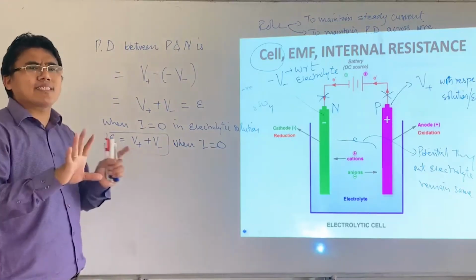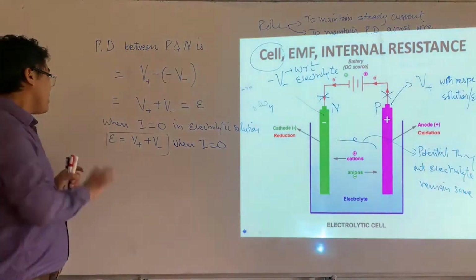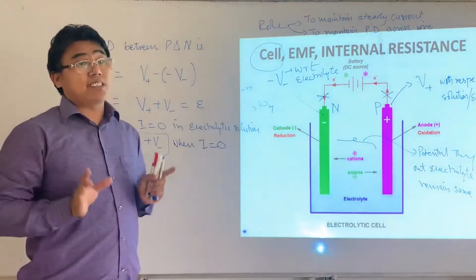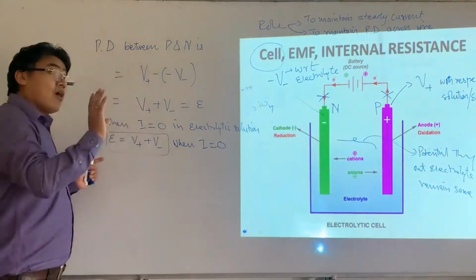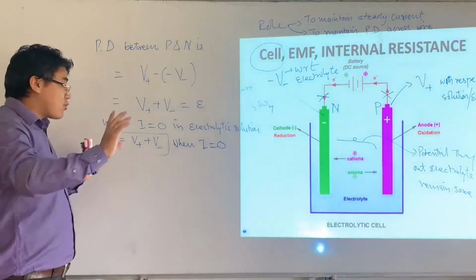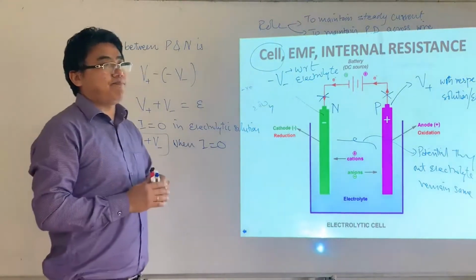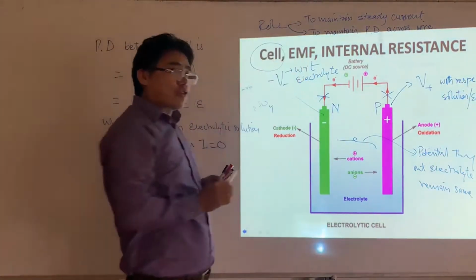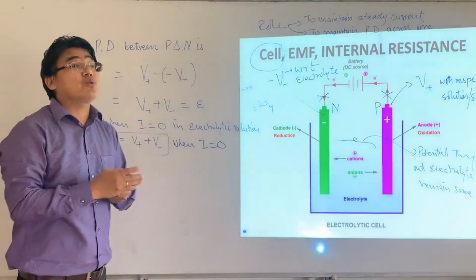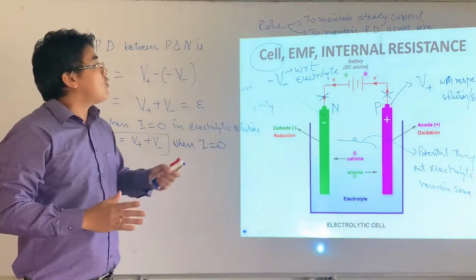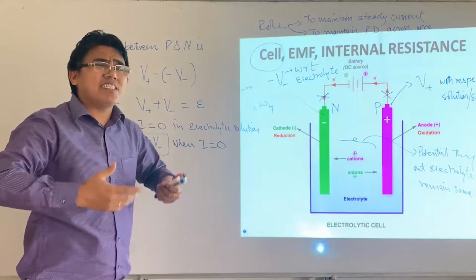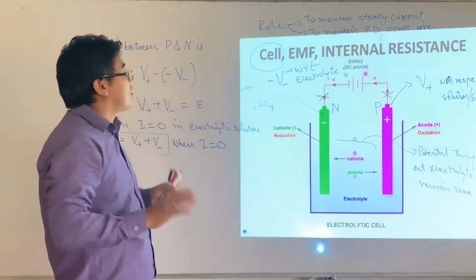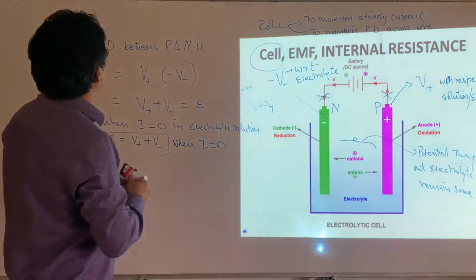Three conditions, all one and the same, right? So I just say EMF is a potential difference. EMF is nothing but potential difference between two electrodes when there is no current. And EMF refers to electromotive force. So when I say electromotive force, it sounds like a force. EMF is not a force. EMF is what? Potential difference.